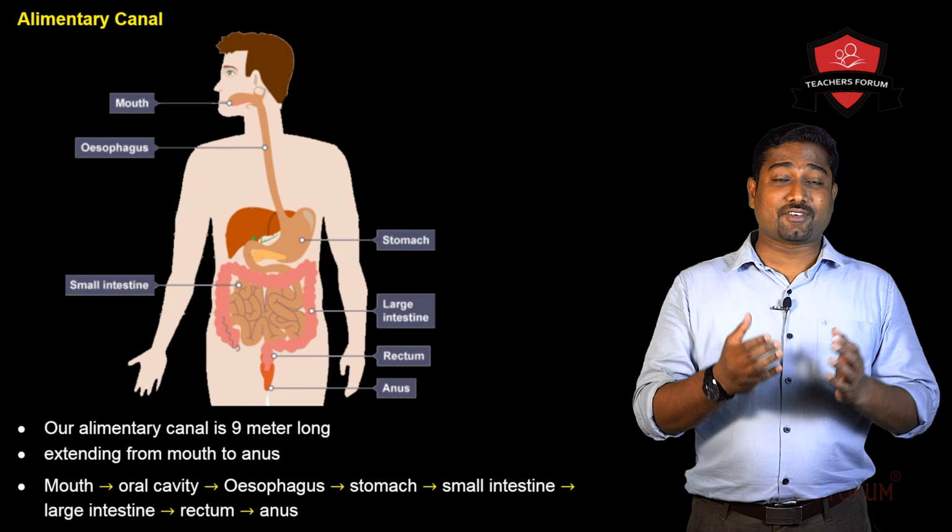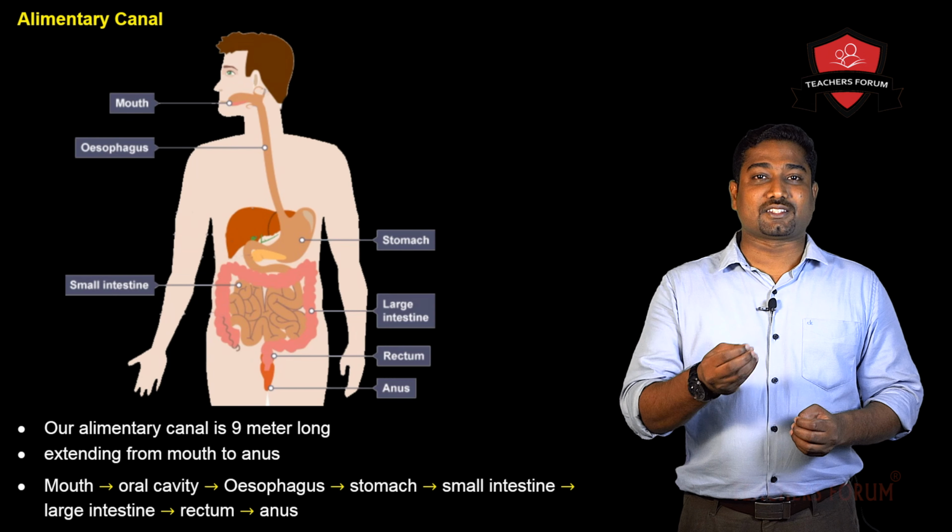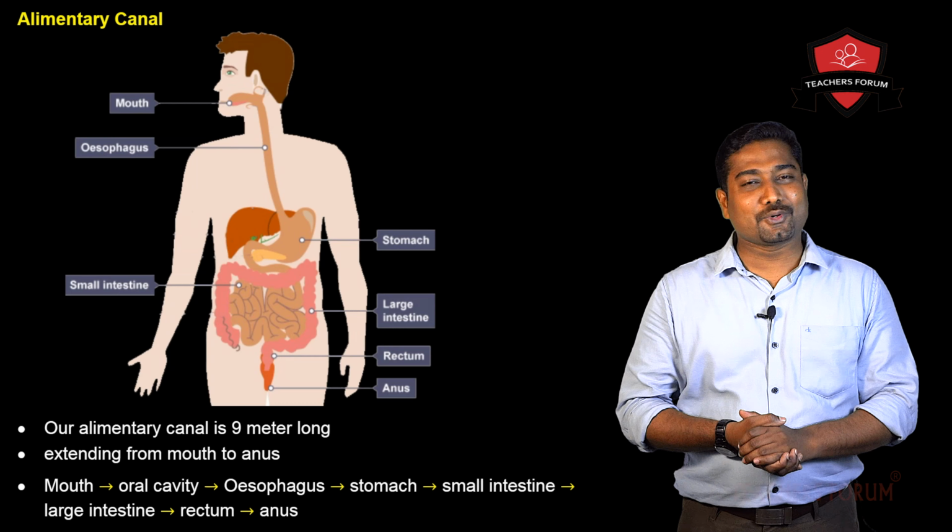So that's the way the food travels all the way from the mouth to the buccal cavity, esophagus, then comes the stomach, small intestine, large intestine, rectum, then anus. That's the waste being expelled from your body. So that's all about your alimentary canal.